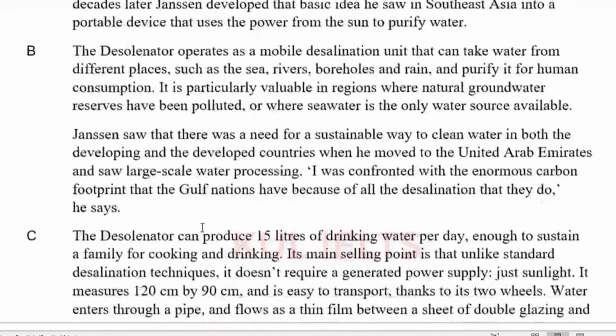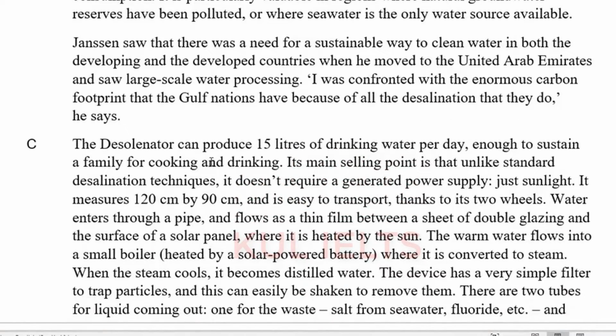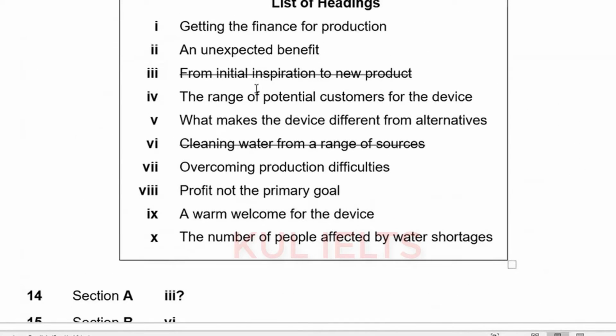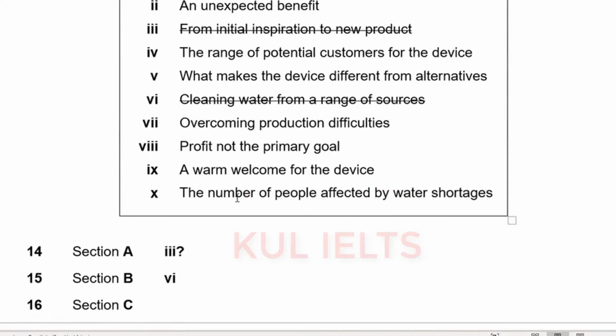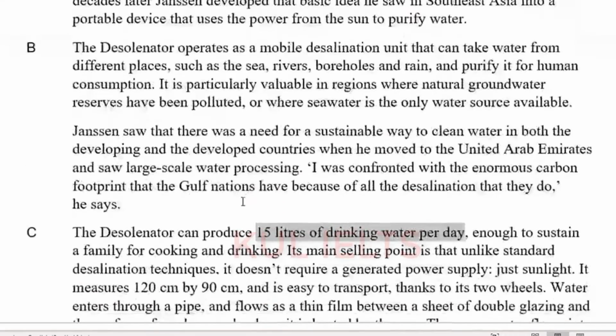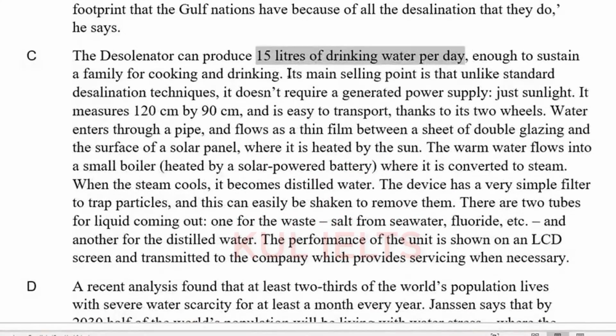C. Remember, we're just looking at first sentences now, just to see if we can find some easy ones. 15 liters of drinking water per day for cooking and drinking. I didn't see anything of that. How much water? Anything about how much water? What makes it different? Overcoming? No. Warm welcome, number of people? No. So I'm just going to skip that because it's a long paragraph, and we'll get back to that.